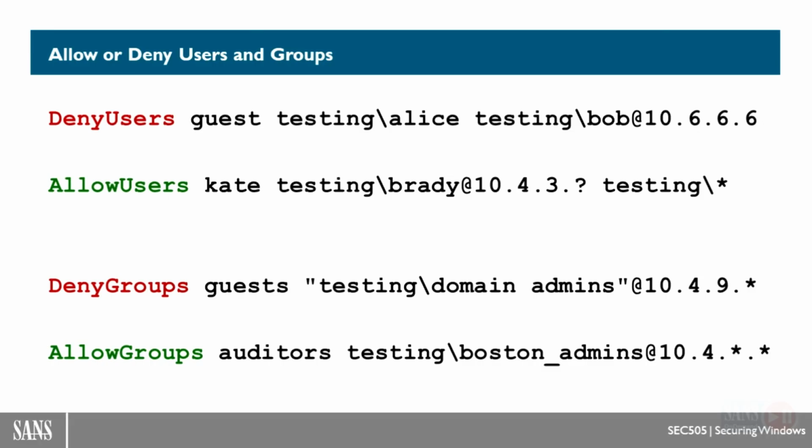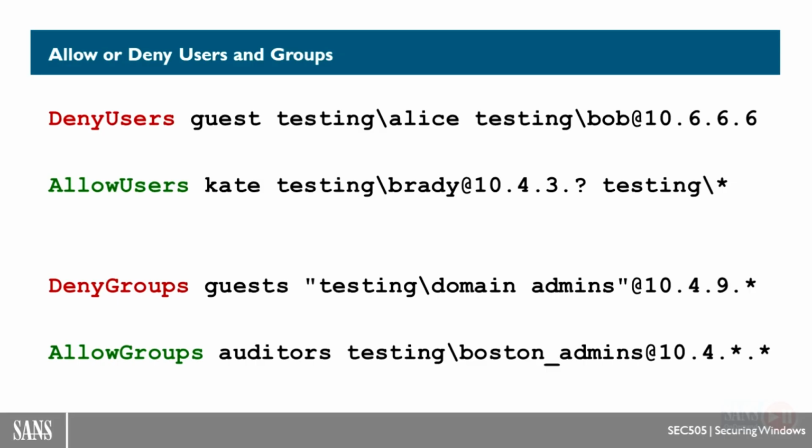We're also denying Alice from the testing domain and Bob from the testing domain if Bob's source IP address is 10.666. So notice the syntax here at the very end. Not only do you have to authenticate as Bob to be denied, but you have to be coming from a source IP address of 10.666. The IP address is not required. And instead of specifying a specific full IP address, you can use wildcards.